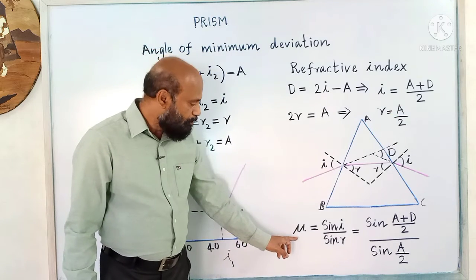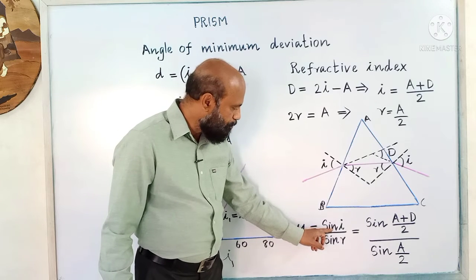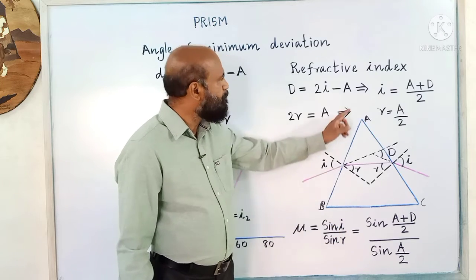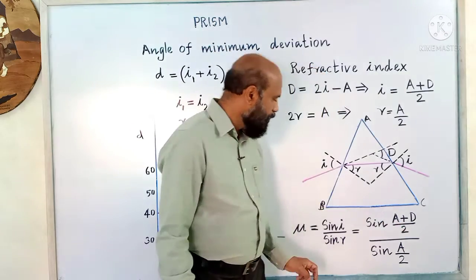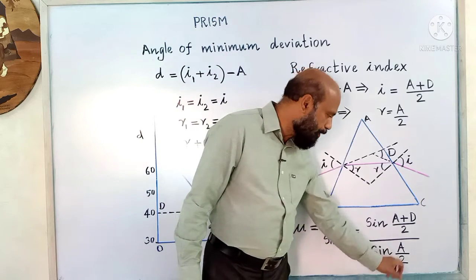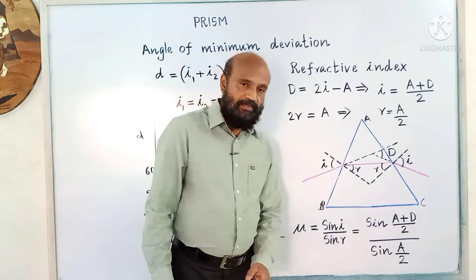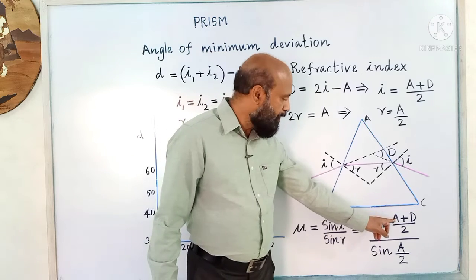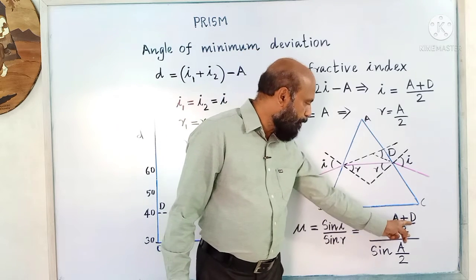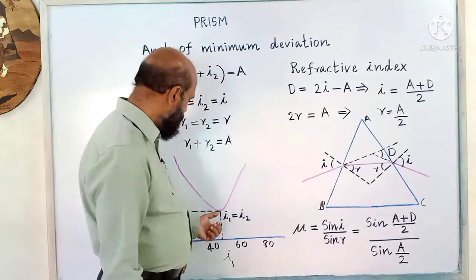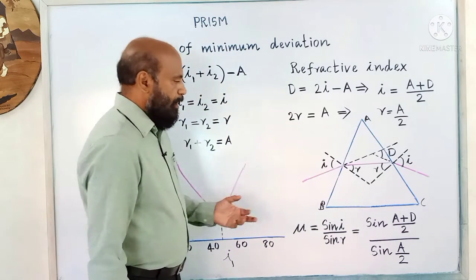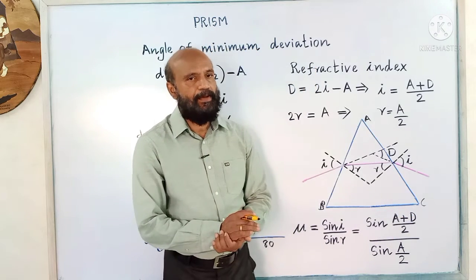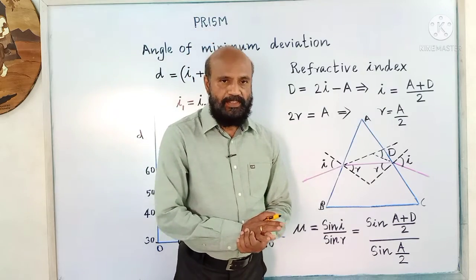Then as per Snell's law, refractive index is equal to sin I by sin R. Mu is equal to sin I by sin R. So we can substitute for I, A plus D by 2, and for R we can substitute A by 2. So using this expression, we can find the refractive index of the material of the prism. Here A is the angle of the prism and capital D is the angle of minimum deviation. Angle of the prism and angle of minimum deviation can be determined using a spectrometer.